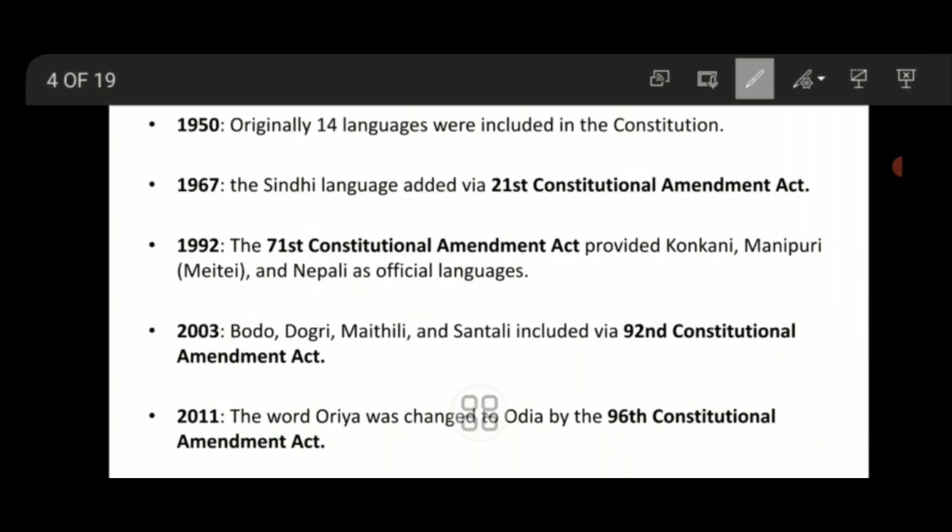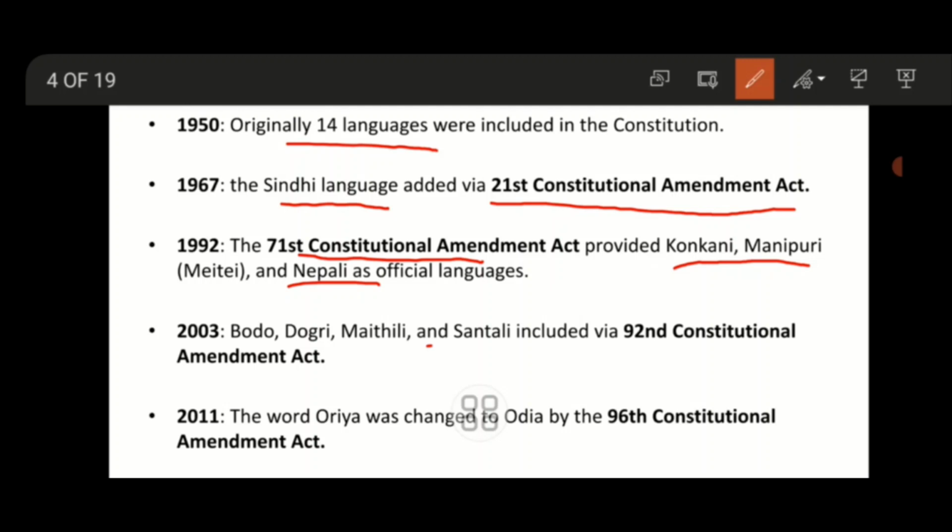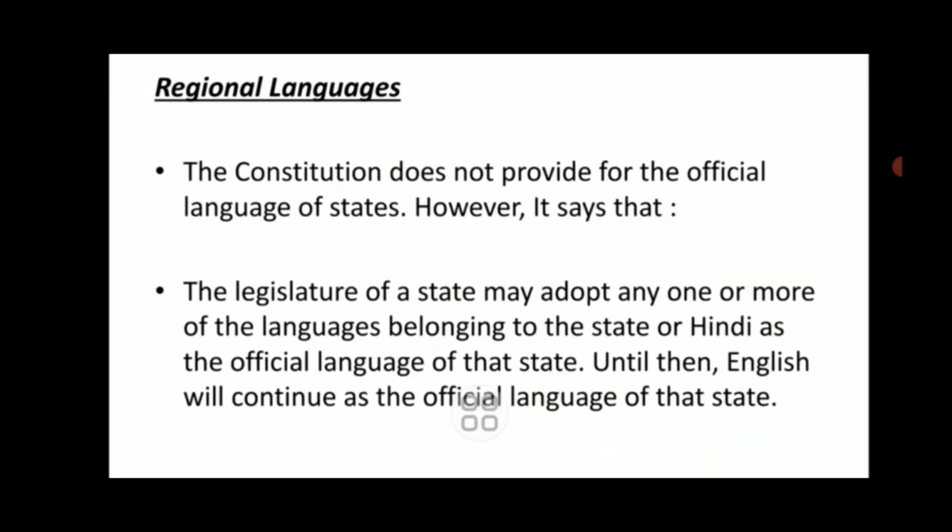In 1950, originally there were only 14 languages in the Constitution. In 1967, the Sindhi language was added through the 21st Amendment Act, and in 1992, by the 71st Amendment Act, Konkani, Manipuri and Nepali were added. In 2003, Bodo, Dogri, Maithili and Santali were added through the 92nd Amendment Act, and in 2011, Oriya was changed to Odia by the 96th Amendment Act. This is very important. This is the history of how the language list was extended in the schedule.